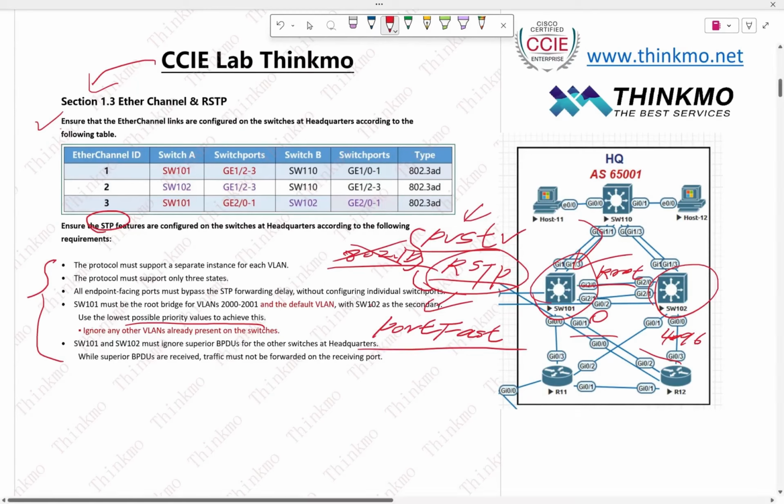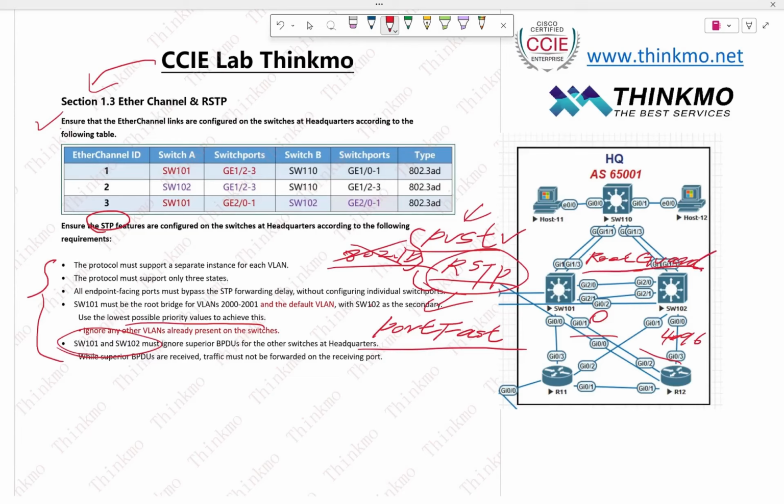And then he says that 100 and 1 and 102 must ignore BPDUs from other switches in the headquarters. In other words, the receiving ports just don't forward them. So for this, we need to configure root guard. Root guard is to prevent receiving a superior BPDU and avoid having the root bridge role taken over by another switch, right? To prevent the root bridge from being preempted. So we just need to configure root guard here.